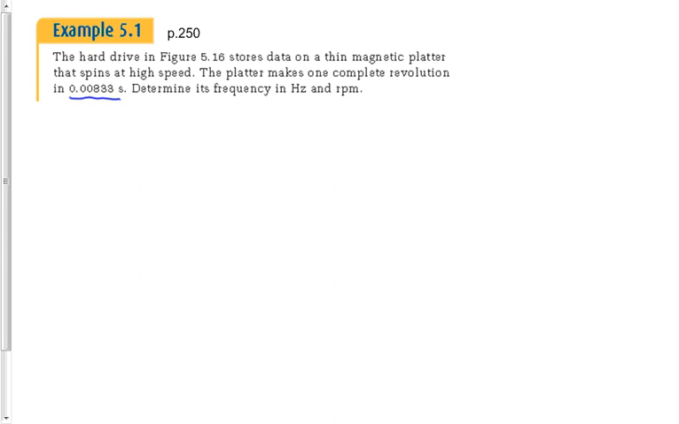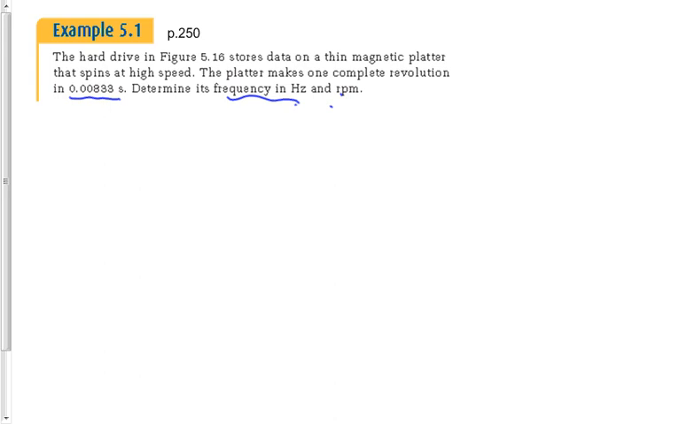We want to find its frequency in hertz and in RPMs. RPMs, Jacob, stand for what? Good. So if we find it in hertz, then all we have to do is multiply it by 60 to get revolutions per minute, right? That's the easy part of it, right? The hard part of it is the first part, getting the frequency in hertz.